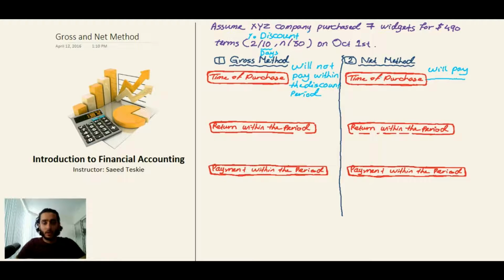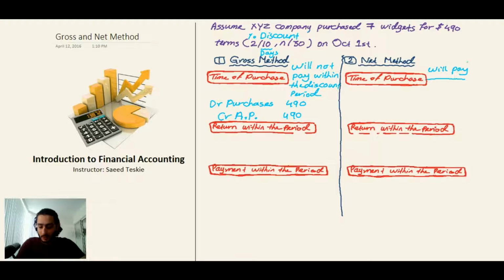Okay, so at the time of the purchase, using the gross method, what we will do is that we will debit an asset account called purchases with the full amount, because we are assuming that we won't take advantage of getting the 2% discount, and we will credit accounts payable with the same amount.